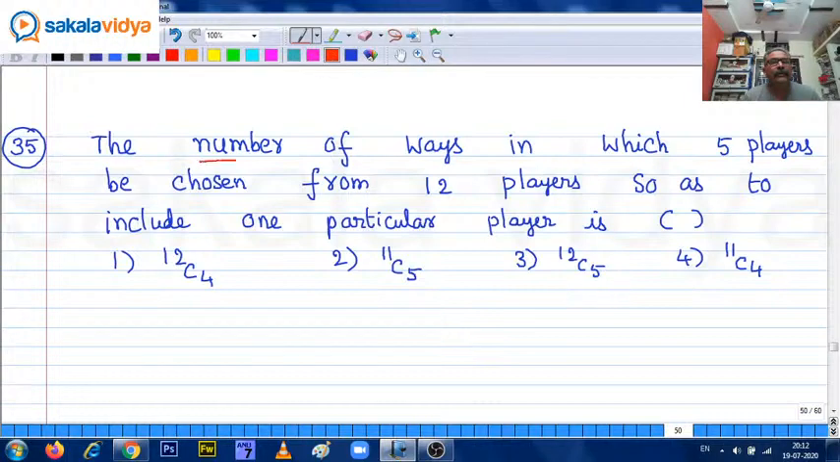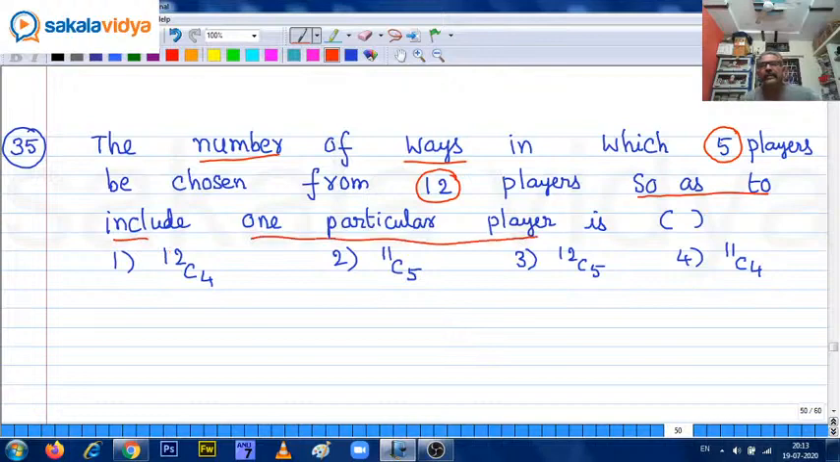Now, the number of ways in which 5 players can be chosen from 12 players. What is the restriction? So as to include one particular player. That means out of 5 players, one particular player needs to be included. That means already one player has been selected. Now how many players remain? 11 players. How many remaining players are to be selected? 4. So that can be done in 11C4.